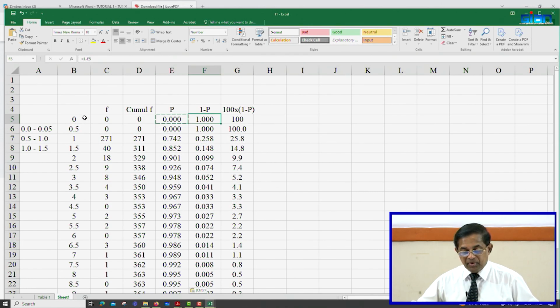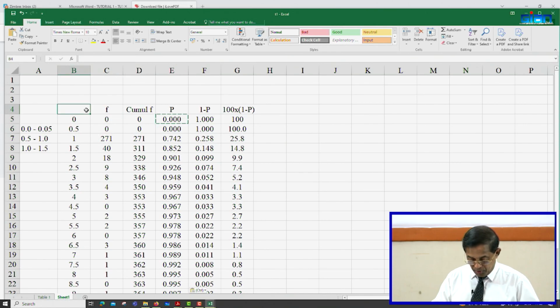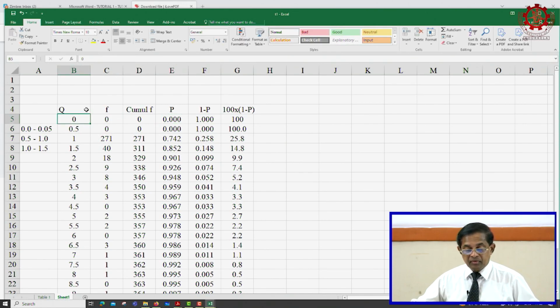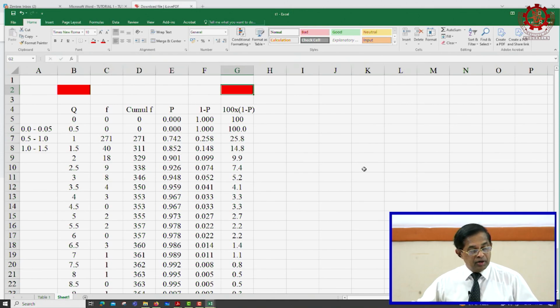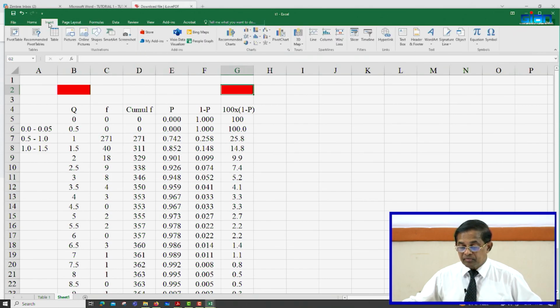Now we have the Q flow rate and the exceedance, or the percentage of time that flow rate is available, right. So, we can now draw a graph between this column and this column, right, a graph between these two columns, which will be your flow duration curve. So, let us do it and see.